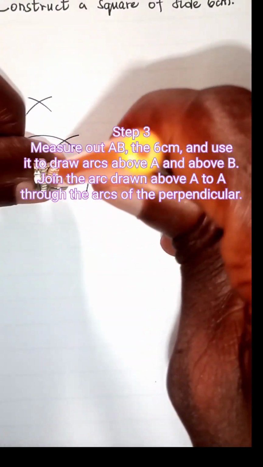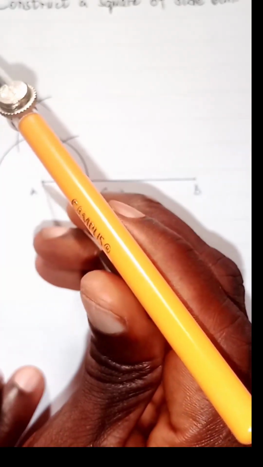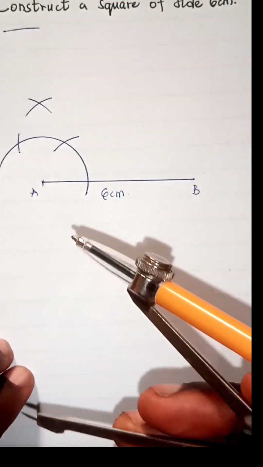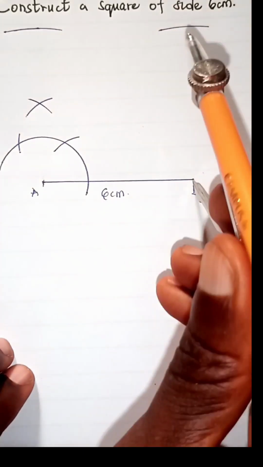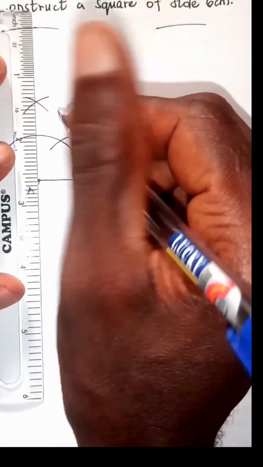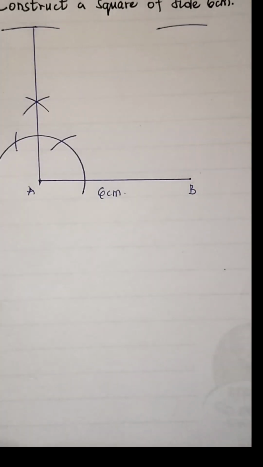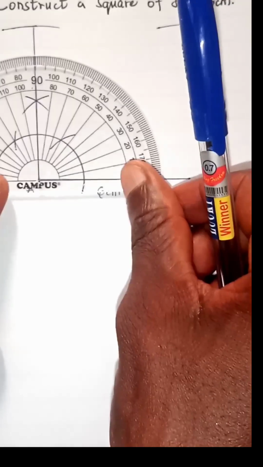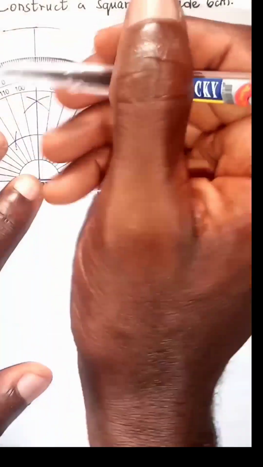Now before you join the lines again, measure off the 6 centimeters. Then from A, draw an arc on top of A, just over the two intersecting arcs. Draw an arc on top of B from B as well. Then join the arc on top of A to the point A. Now, from that, measure to confirm that it is indeed a right angle, that is, the two lines are perpendicular.